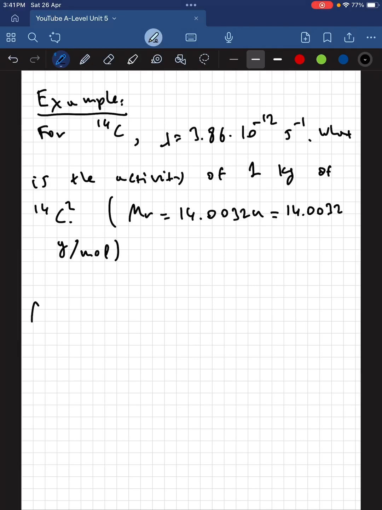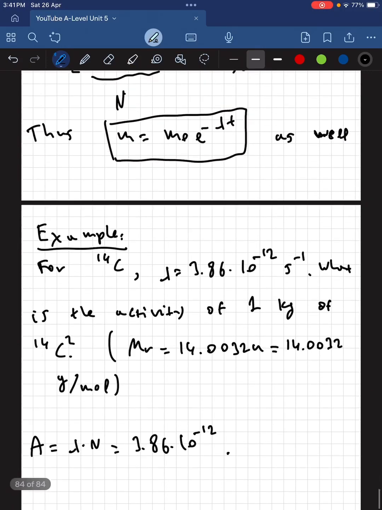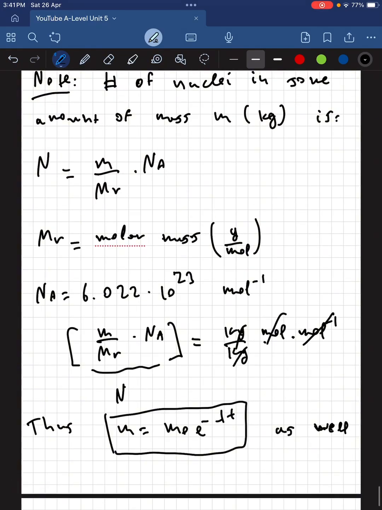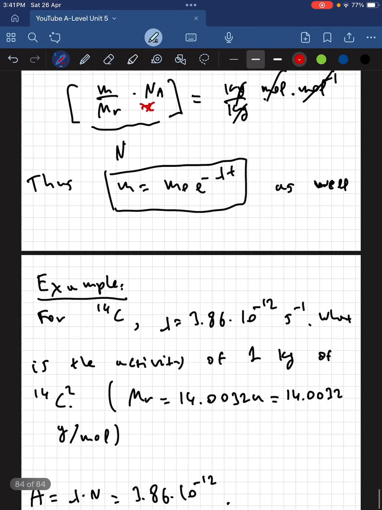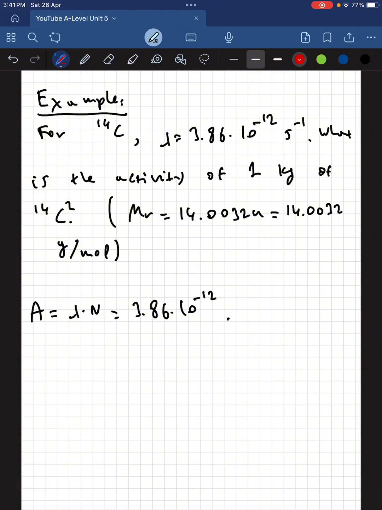So the activity is given by lambda times N. Lambda is given as 3.86 times 10 to the negative 12, and then we are given 1 kilogram. So we have to find N. We have to use this formula here. So the mass is 1 kilogram.